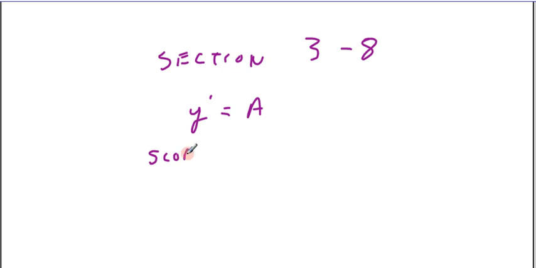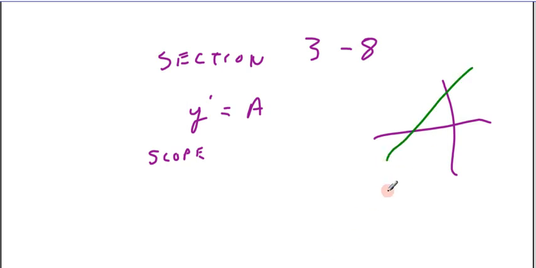We're in section 3-8. If I had a differential equation that said y prime is equal to a, then I'd say, well, y prime, that's a slope, and a is the slope of a line, and so I've got a line, and it's got a slope, and the slope is a. If I solve that differential equation, I get the equation for a line, ax plus b.